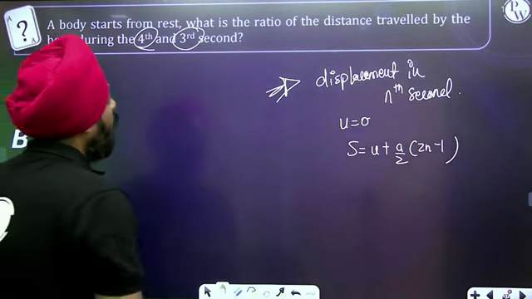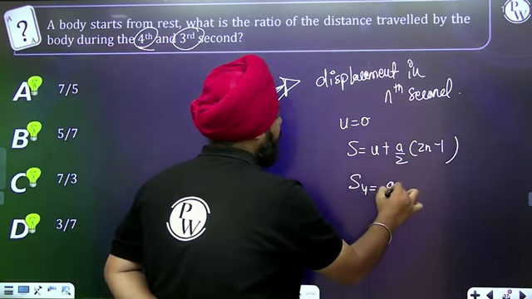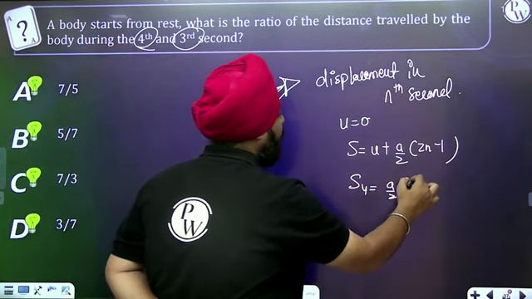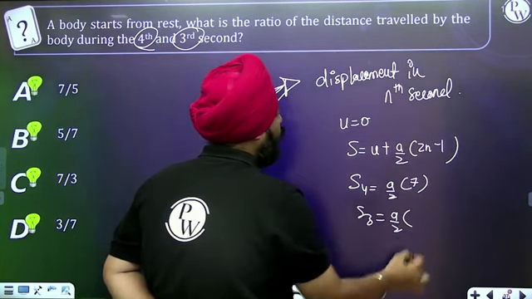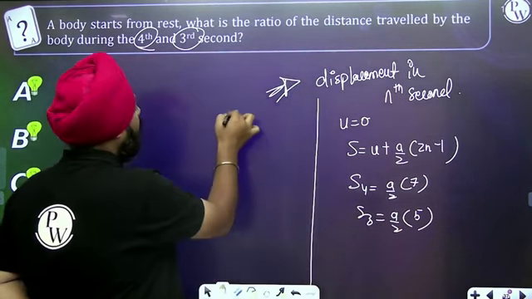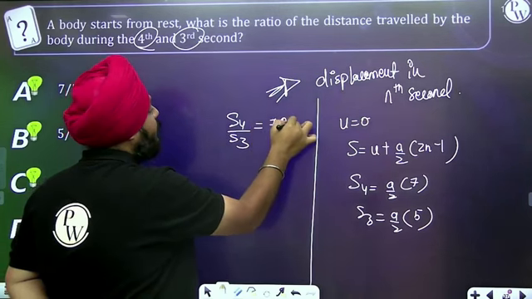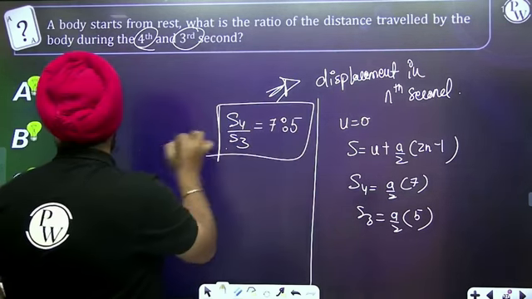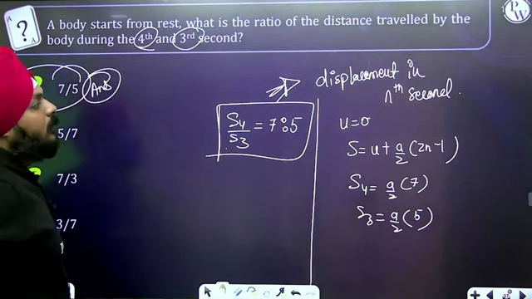Okay, u is 0. In the 4th second, it's a by 2 into (2 into 4, 8 minus 1 is 7). In the 3rd second, a by 2 into (2 into 3, 6 minus 1 is 5). So s4 by s3 is equal to 7:5. A is the perfect answer for this specific question.